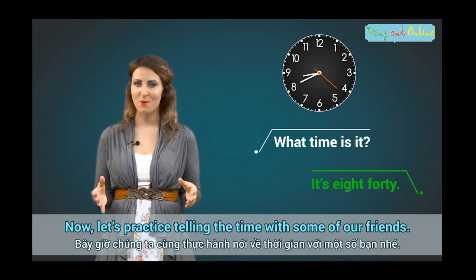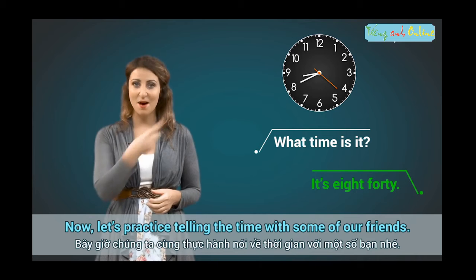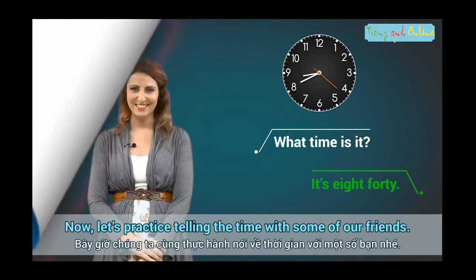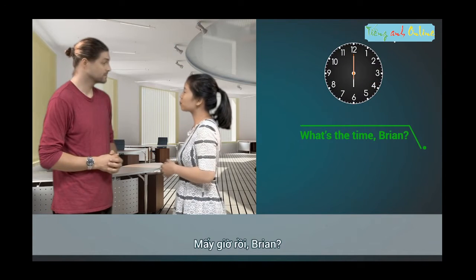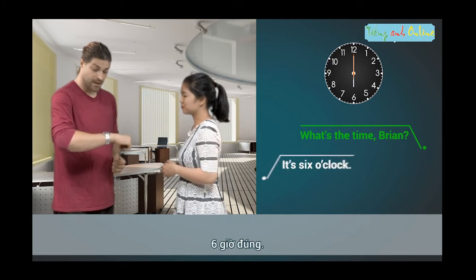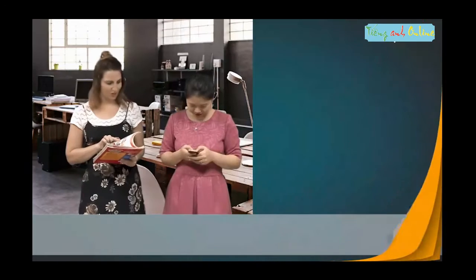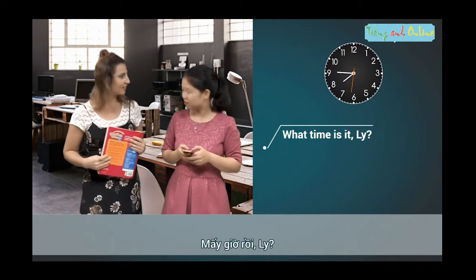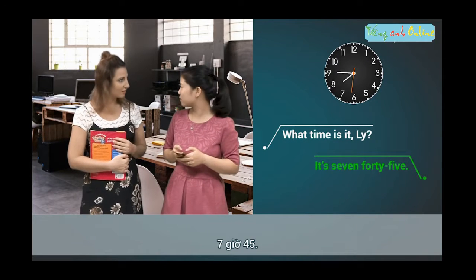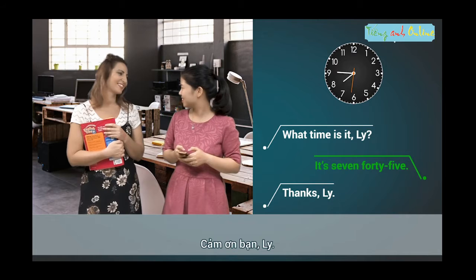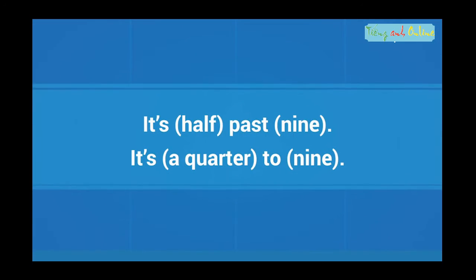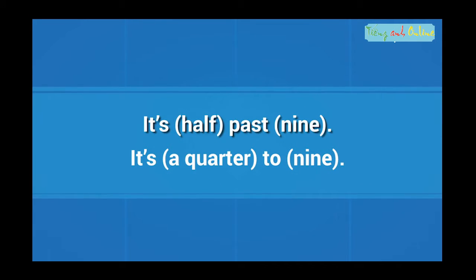Now, let's practice telling the time with some of our friends. What's the time, Brian? It's 6 o'clock. Thank you. What time is it, Lee? It's 7:45. Thanks, Lee. It's 9:30. It's 9:15.